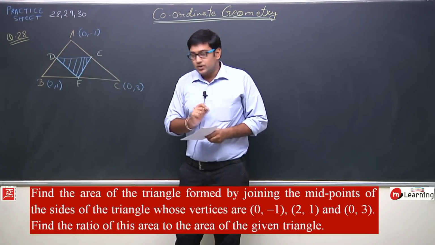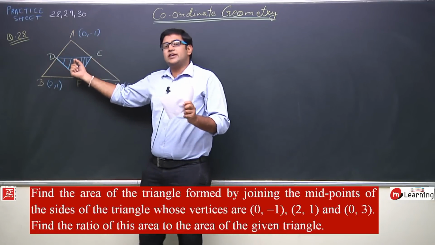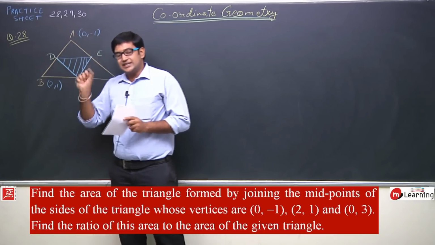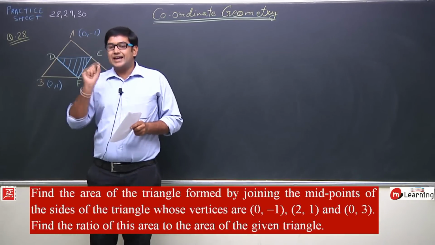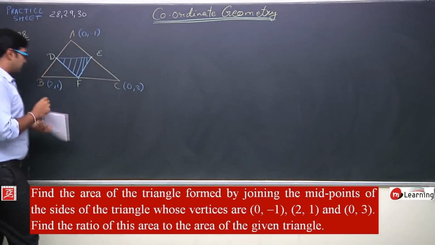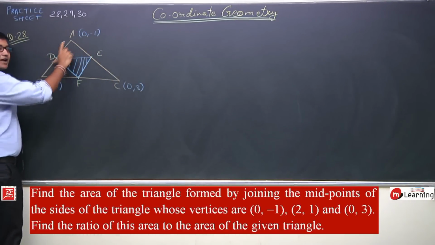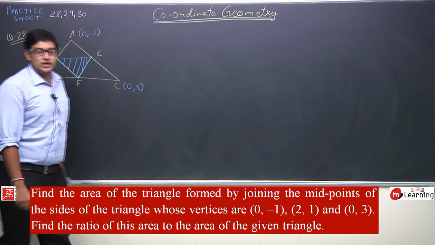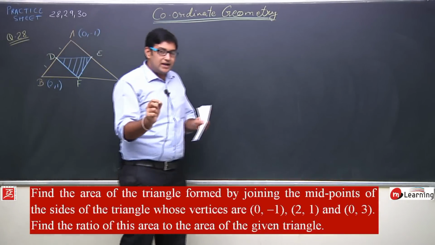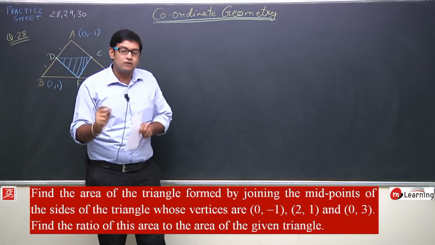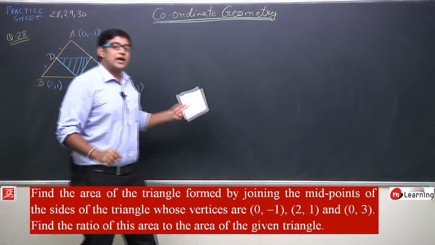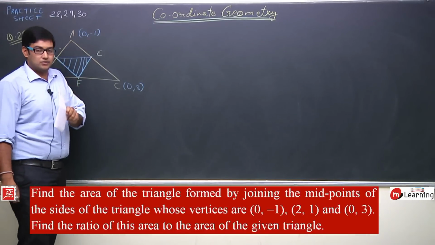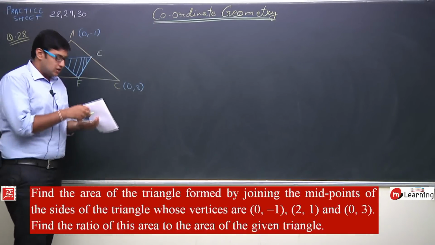Because just observe it very carefully. D is what? D is the midpoint of AB. Since D is a midpoint of AB, I can clearly say that point D divides this line AB in the ratio of 1:1. Point D is dividing line segment AB in the ratio of 1:1. So to calculate the coordinates of D, I can apply the midpoint formula.